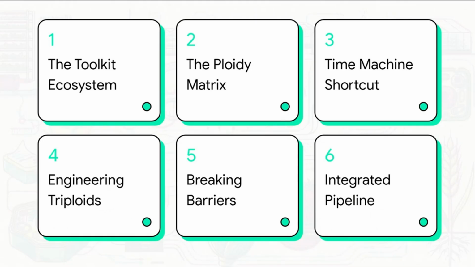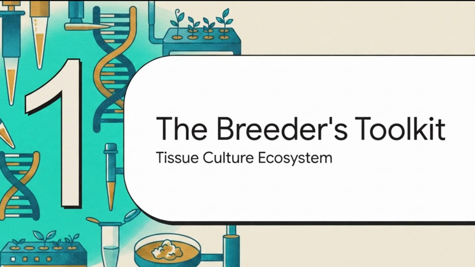Here's our blueprint for today. We'll be covering the Modern Breeder's Toolkit, the Ploidy Matrix Explained, the Time Machine Shortcut, engineering traits with triploids, breaking natural plant incompatibilities, and finally, the integrated breeding pipeline. Let's dive right in. Starting off with Section 1, the Modern Breeder's Toolkit, focusing on the tissue culture ecosystem.